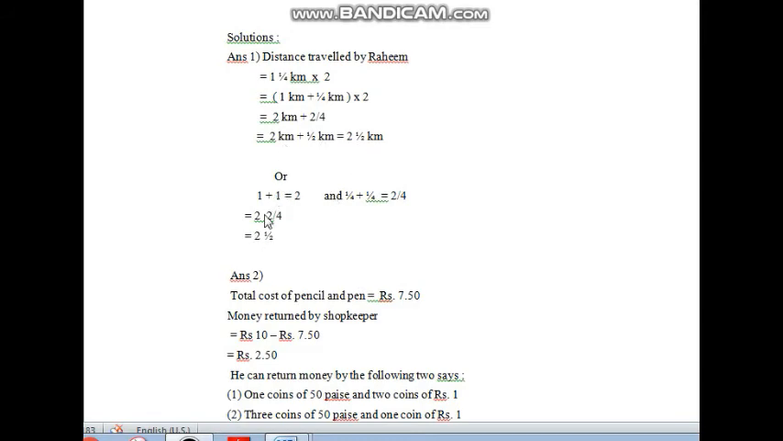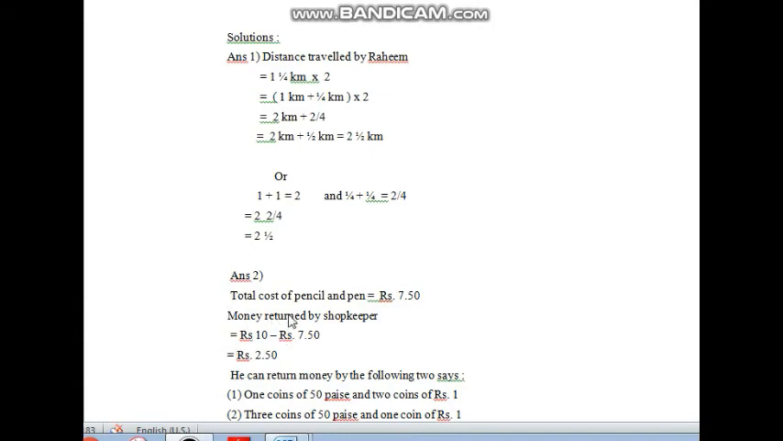Or you can write like this also. This 1 kilometer plus 1 kilometer is equal to 2, and 1/4 kilometer plus 1/4 kilometer is equal to 2/4. And 2/4 we can write also as half, because here 2 twos are 4.